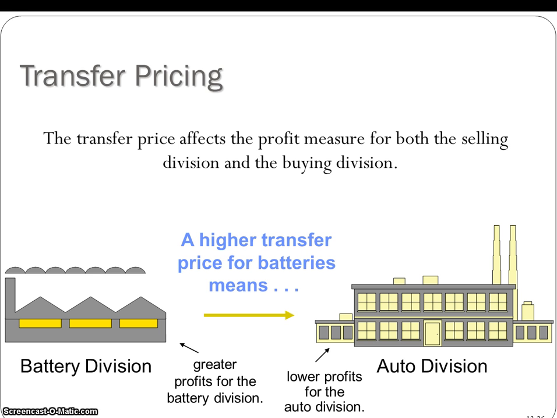So there has to be a negotiated price between the brewery and the bottling divisions, or in this example, on this slide, the battery division of an auto company and the auto division that manufactures the cars. The potential problem that comes up is that sometimes there's a tension between having greater profits at the one division, which puts a downward pressure on profits at the other division.